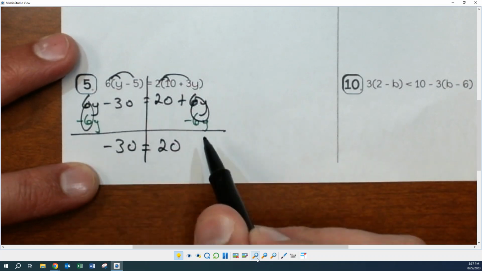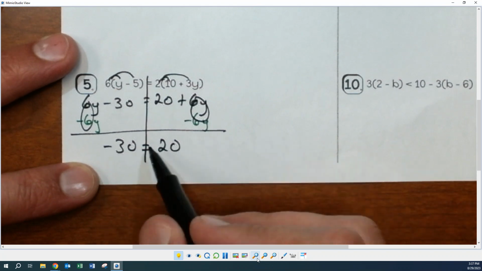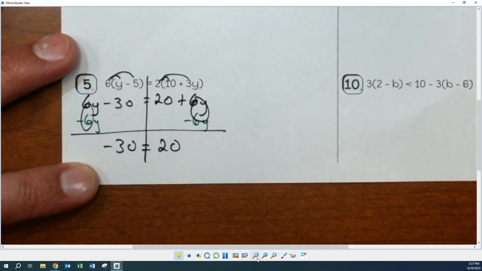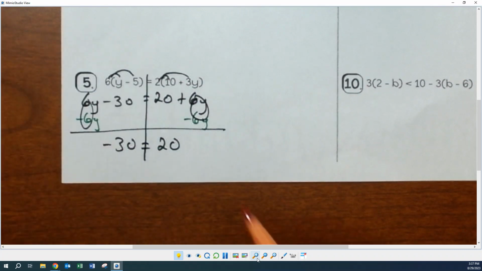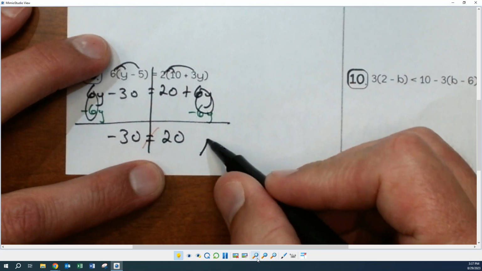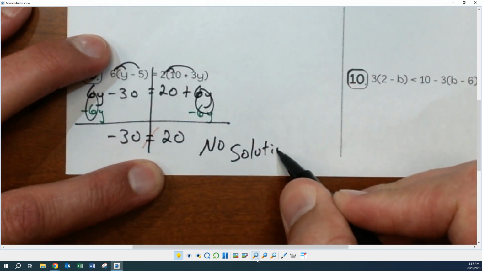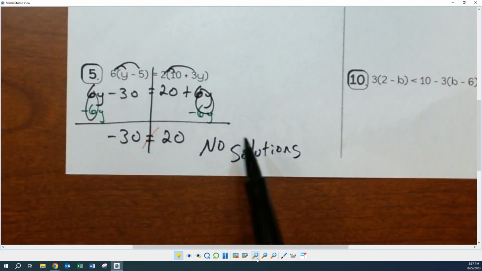Like our notes before, if we have this, does negative 30 equal 20? It does not. So that means no solutions. Meaning there is no value that you can plug in for y to make this work.